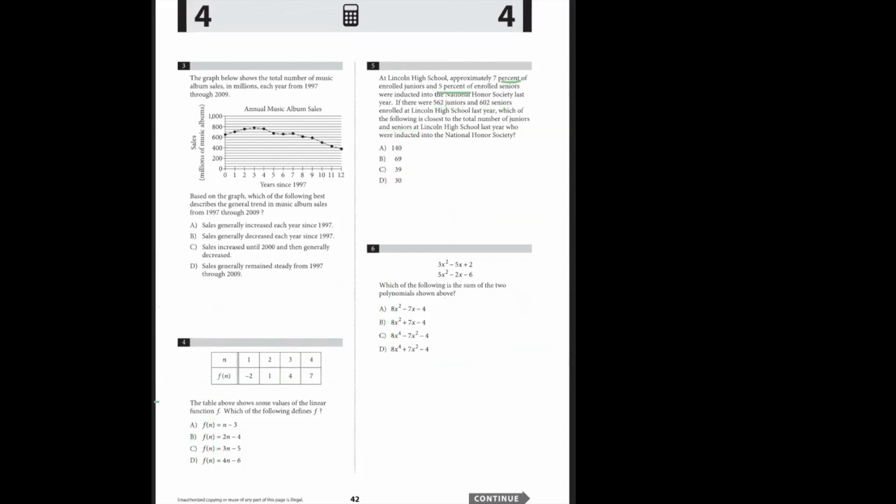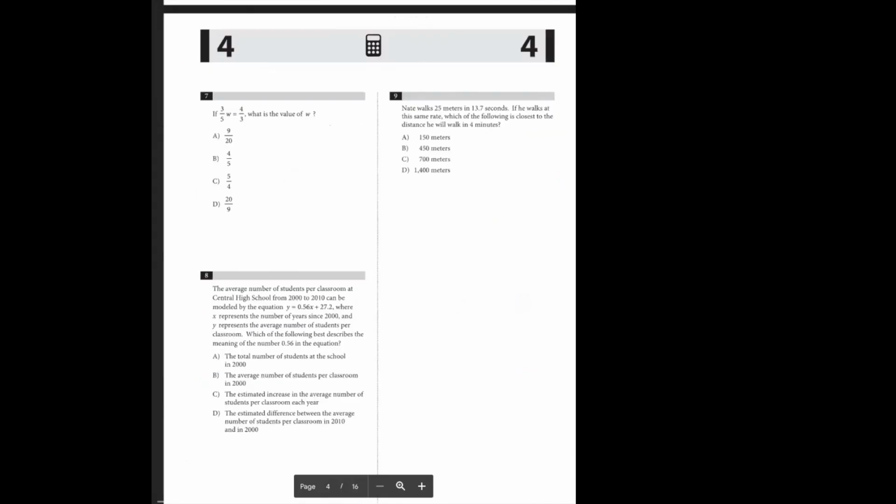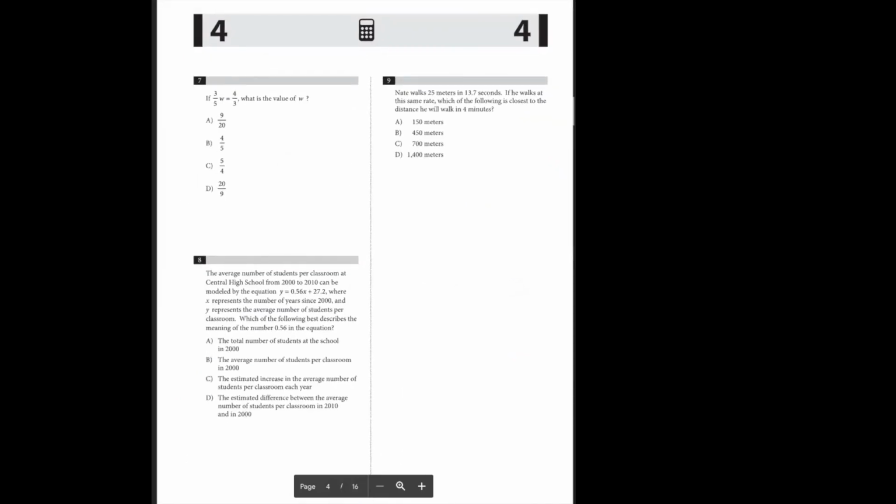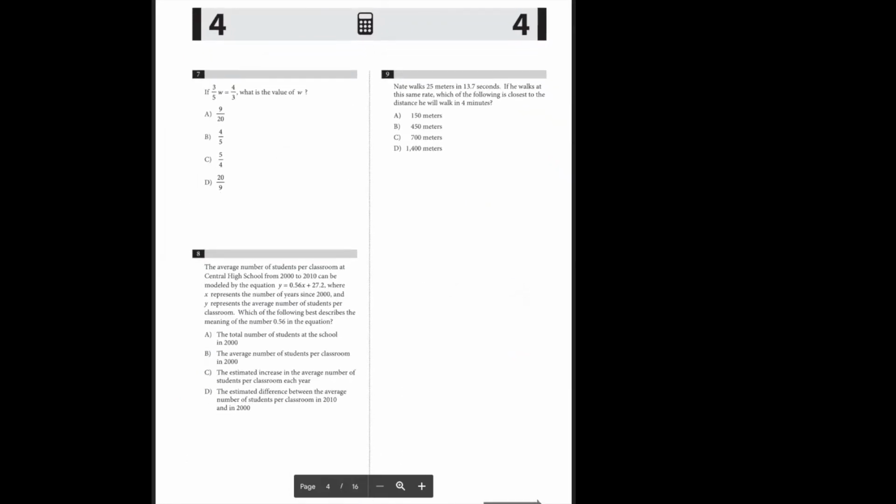All right. Yeah, at least everything else on this page is not something that we haven't seen before. So that's what I'm trying to focus on. Number 7, number 8. All right. So what I'm gonna do is I think I'm gonna do number 7 and number 9. Number 8 looks like it's an interpretation of slope, so that shouldn't be too bad because we've seen that before.